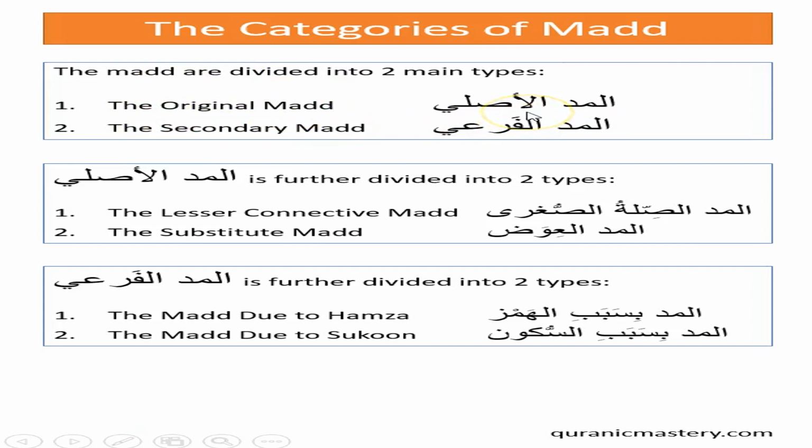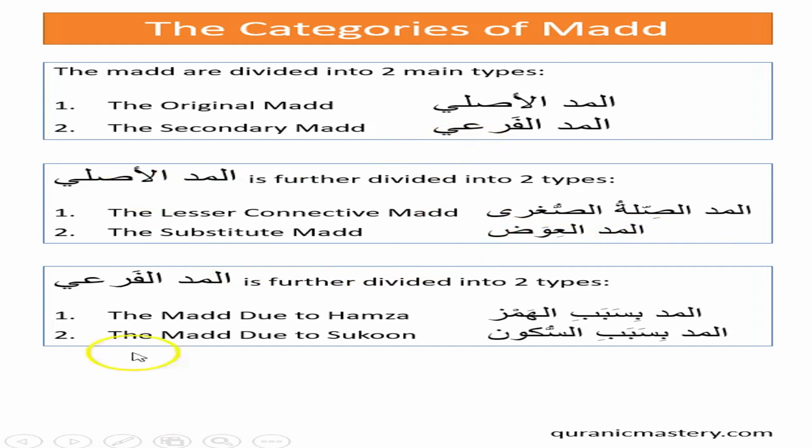So the original med, we've counted some of them, which is the Alif wa Ya and Maddul Tabi'i. Now the count for Al-Maddul Asli is always Maddul Tabi'i, which is 2 harakat. Now let's have a look at the type of Maddul Asli. So Al-Maddul Asli is further divided into two types. The lesser connective med, Al-Maddul Silatu Sughra, and the substitute med, Al-Maddul Iwad. So these are two types of med asli. So the med is divided into two types, al-maddul asli and maddul far'i, and maddul asli is divided into two types, which is al-maddul silatu sughra and al-maddul iwad.